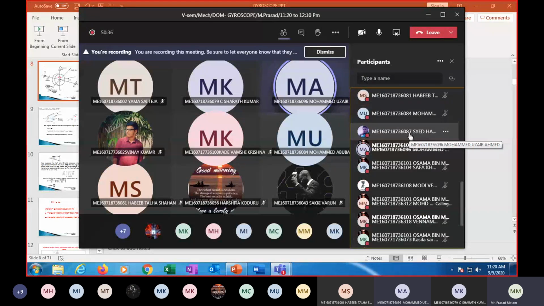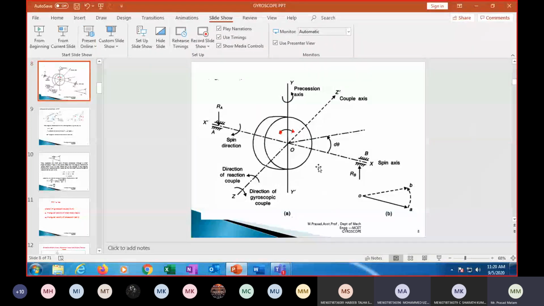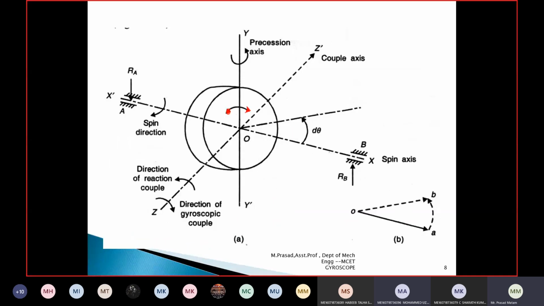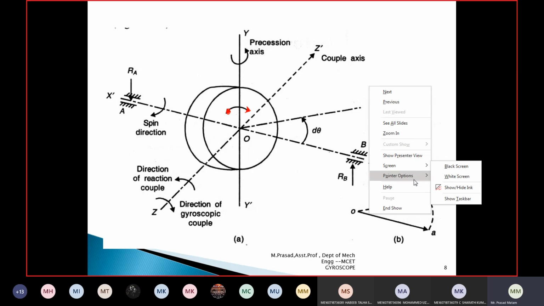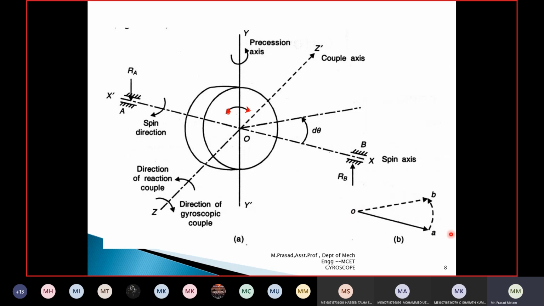Okay. Just let me revise for 2 minutes what I did last class. Last class we derived the gyroscopic effect. This is the disk which rotates in clockwise motion. When the disk rotates in clockwise, it tries to move forward. When the disk rotates in anti-clockwise direction, it tries to move in the reverse or backward direction. This forward motion of the disk I have represented with the vector OA.